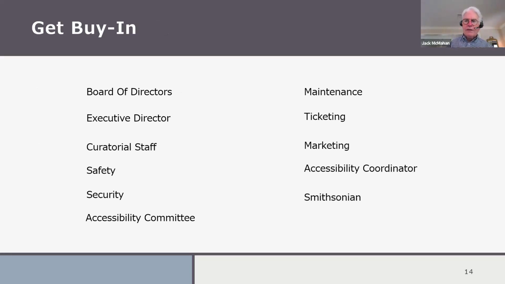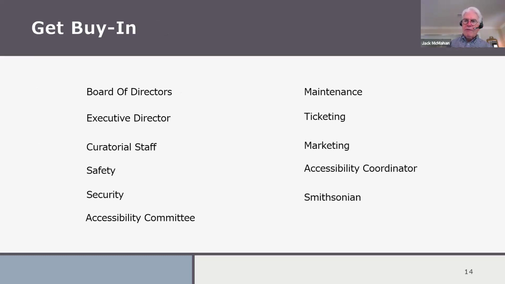I think the last element is getting buy-in. This is really, really critical. I worked with the McKnight Performing Arts Center. I was the accessibility consultant for this project. And the really critical element here is that they would have input and understanding from each one of the components of the organization.